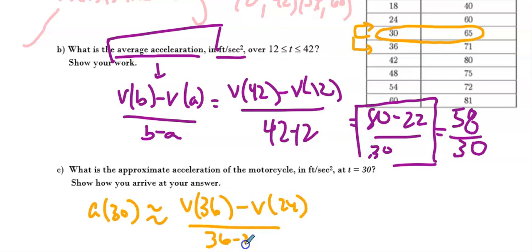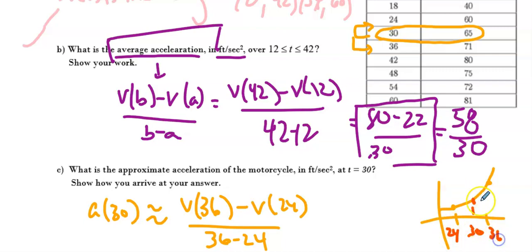And why does this make sense? Because if you were to plot these points, one here and one here, and you were to do something like this, the slope of the tangent line, and let's say this is 30, so this is 24 and this is 36, the slope of the line between these 2 points here is going to be very similar, or pretty close, to 30. It's an approximation.